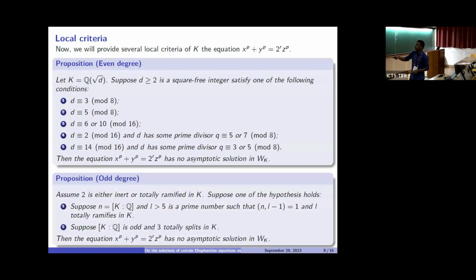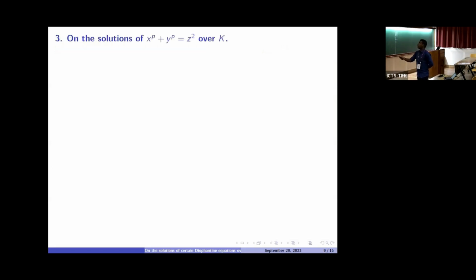And then we did the odd degree case. So for the odd degree case, we start here, assume 2 is either inert or totally ramified in K. Then if one of the hypotheses holds, then this equation has no asymptotic solution in WK. So now I'll quickly go through the solutions of this equation.